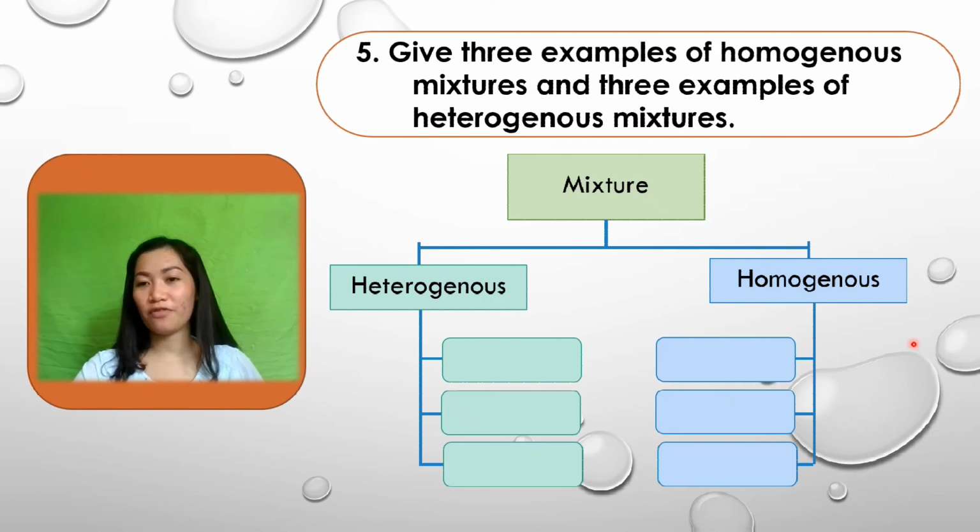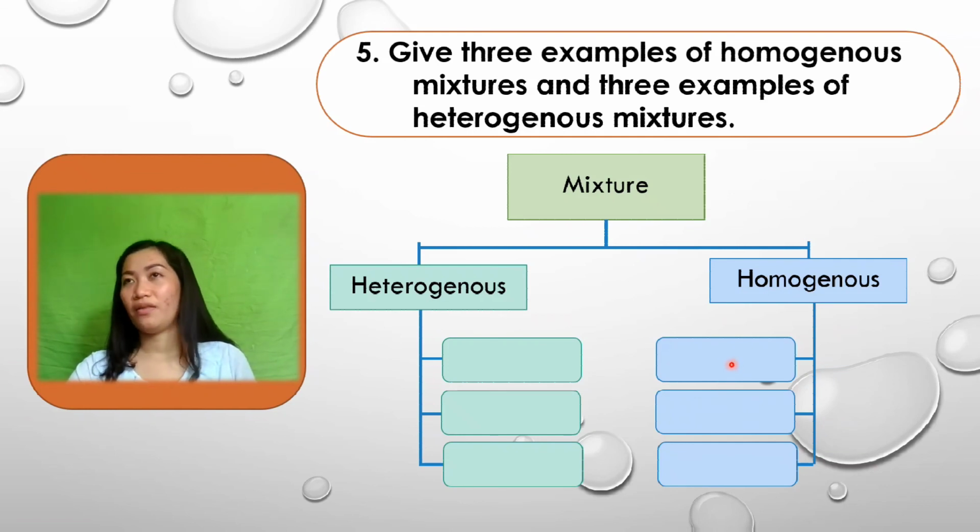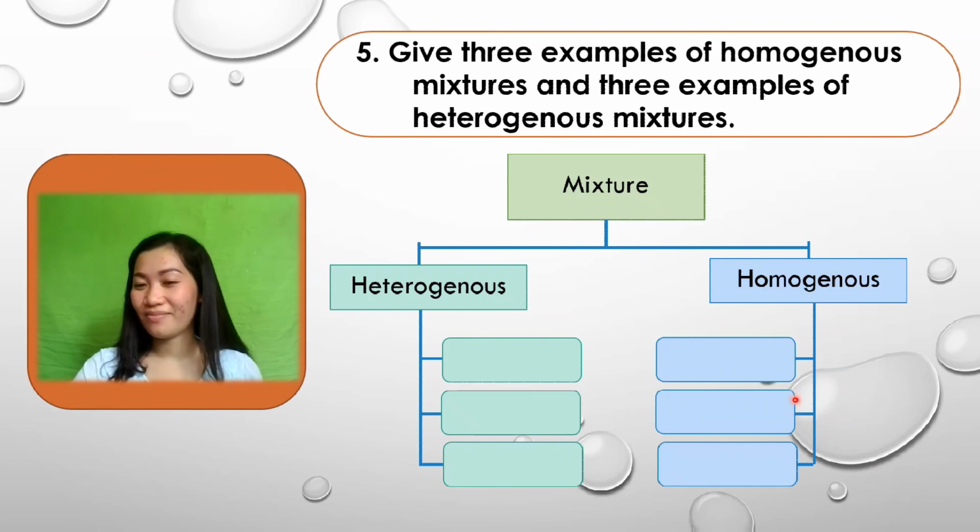Like for example for the homogeneous, we have the ketchup. That is an example of a homogeneous mixture because in ketchup there is a tomato, there is sugar, vinegar, and spices. When you say the ketchup, it's just red, but actually there are more than two components being mixed together. Okay. So I hope you learned something from our learning activity today.